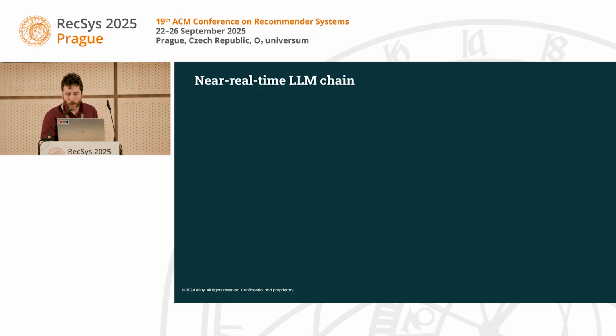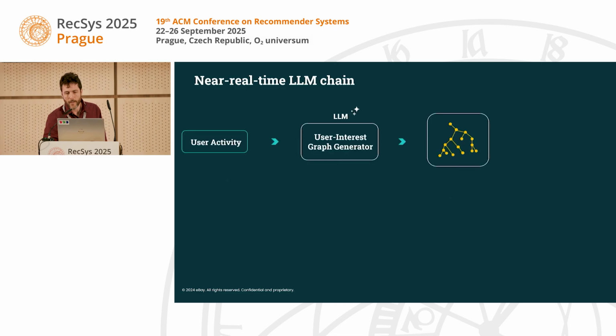I'll begin with the high-level overview of the chain architecture. To mitigate LLM latency, the pipeline is executed in near real time. The pipeline is triggered upon processing a new user activity. The new activity is submitted to a Kafka queue, which activates the user interest graph generator, which is an LLM that generates the user graph.